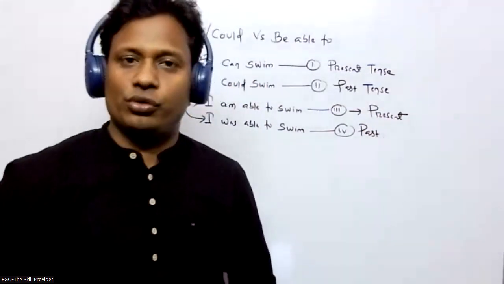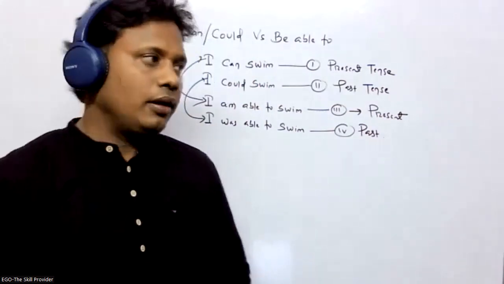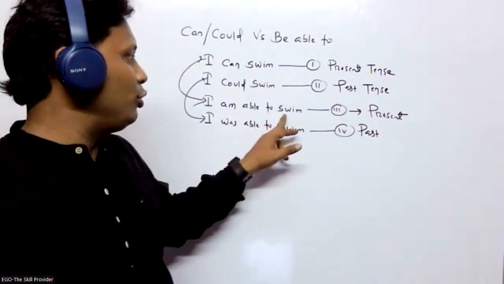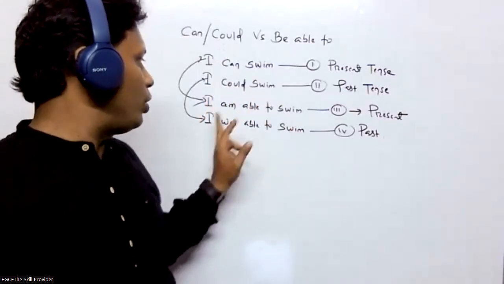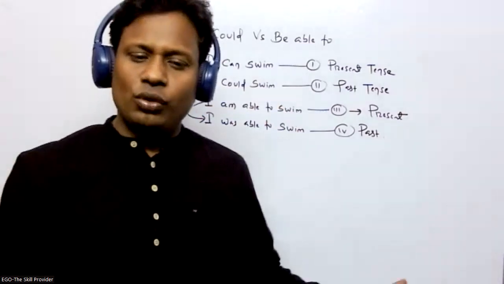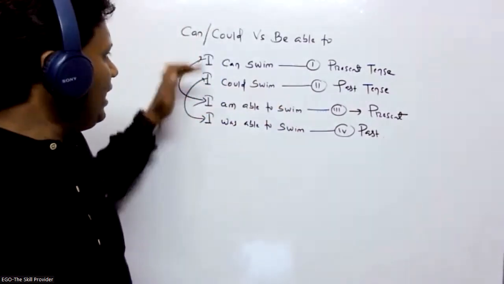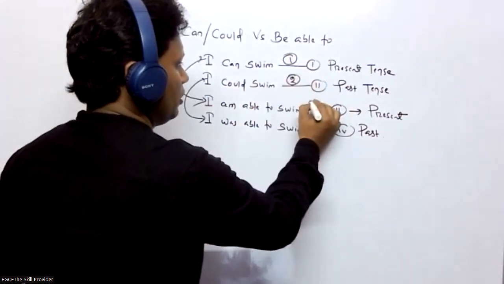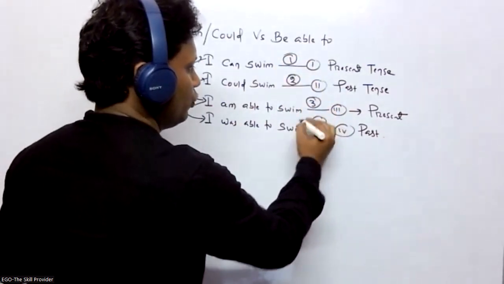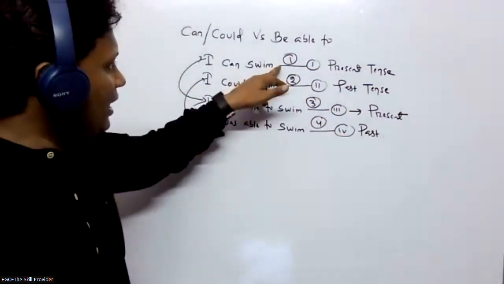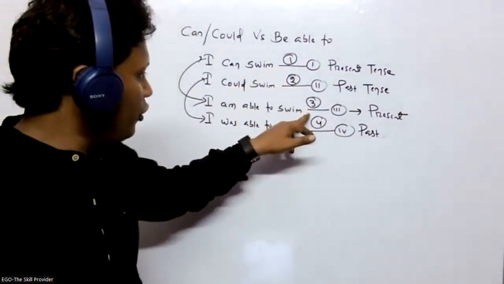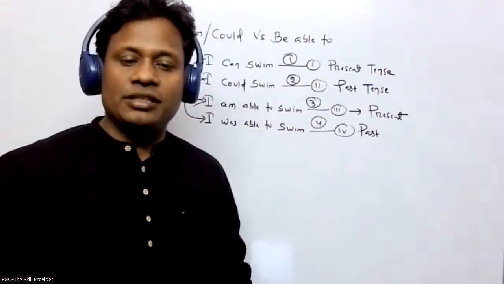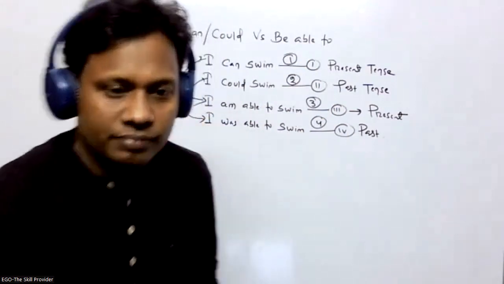Look, there is a difference also. Whenever you say I can swim, I am able to swim, I could swim, I was able to swim, people say it's okay. This is 1, this is 2, this is 3, and this is 4. People say that 1 is related to 3 and 2 is related to 4. That means you can use them interchangeably. I request everybody to mute it, please.